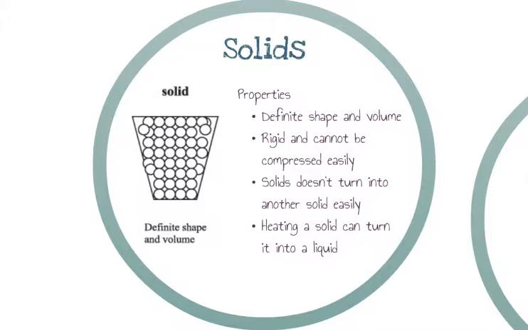Solids do not diffuse into other solids easily, meaning it's going to take a lot of pressure to mix them into one. Heating a solid can turn it into a liquid. Think of ice. Ice is a solid that if you add heat, it's going to turn into liquid water. So here's a really good diagram that I recommend drawing. Solid, that they have definite shape and definite volume.